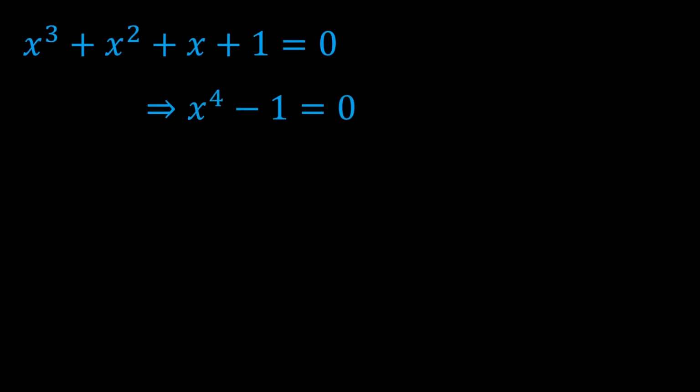x to the 4 equals 1 has only two solutions in the real numbers. We only take x equals minus 1 since x equals 1 was not a solution. So at x equals minus 1 we have a global minimum stationary point.